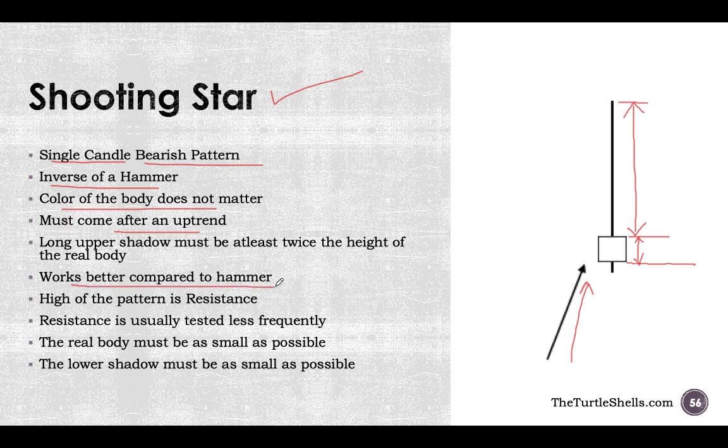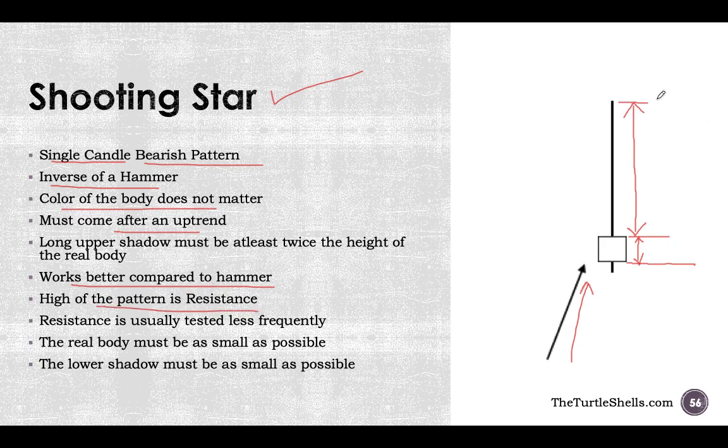Okay, it works better compared to a hammer. What does this mean? If you have to compare the bullishness of a hammer with the bearishness of a shooting star, the shooting star wins, because the shooting star is a more powerful candle pattern than the hammer when it comes to forecasting reversals. So when you see a shooting star, the probability that the price will come down is higher than the probability of the market going up when you see a hammer. The shooting star is a more probable candlestick pattern relative to the hammer.